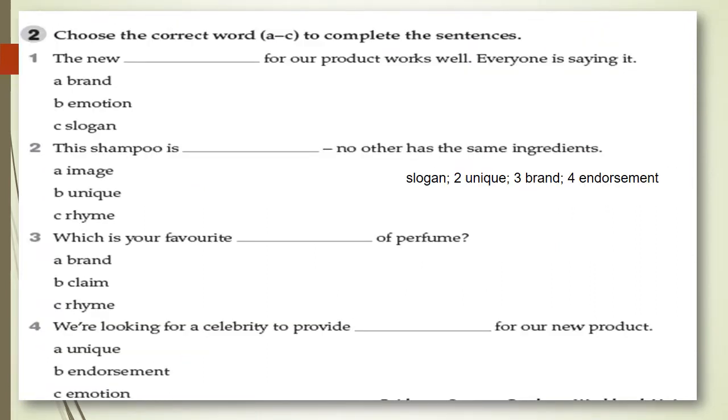Well done. You have another exercise, exercise 2, in your activity book, page 20. We need to choose the correct word to complete the sentence. Number 1: the new slogan for our product works well. Everyone is saying it. Number 2: this shampoo is unique, no other has the same ingredients. 3: which is your favorite brand of perfume? 4: we are looking for a celebrity to provide endorsement, support, for our new product.